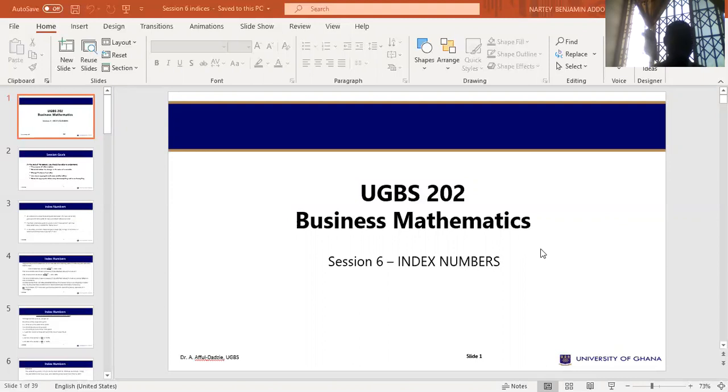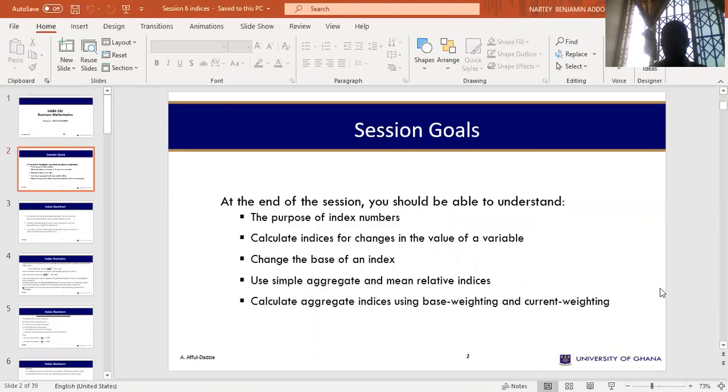What is the economic significance of index numbers? Right. So first of all, let's go through our study objectives. At the end of the session, you should be able to understand, one, the purpose of index numbers. So what purpose does an index number serve? What is the relevance of index numbers?